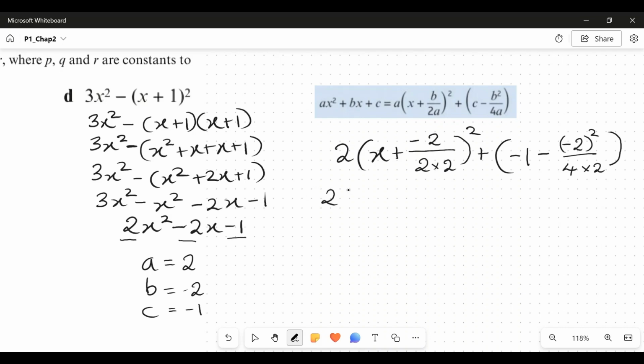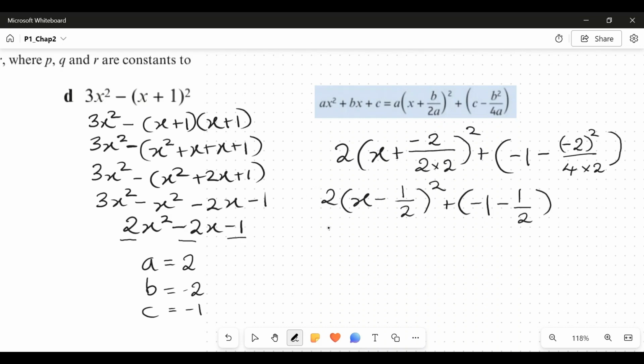So we have 2 outside the bracket. We have an x here. 2 divided by 4, so that's going to be minus 1 over 2, and then we have a whole square plus, we have minus 1 here. Then we have another minus, minus 2 whole square is 4. 4 divided by 8 is again 1 over 2.